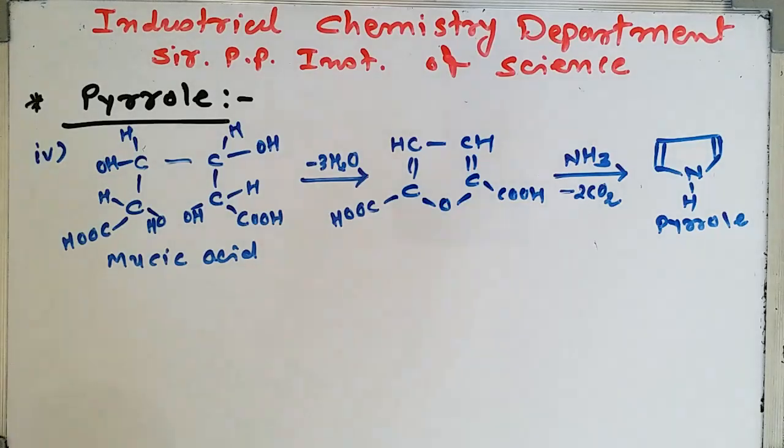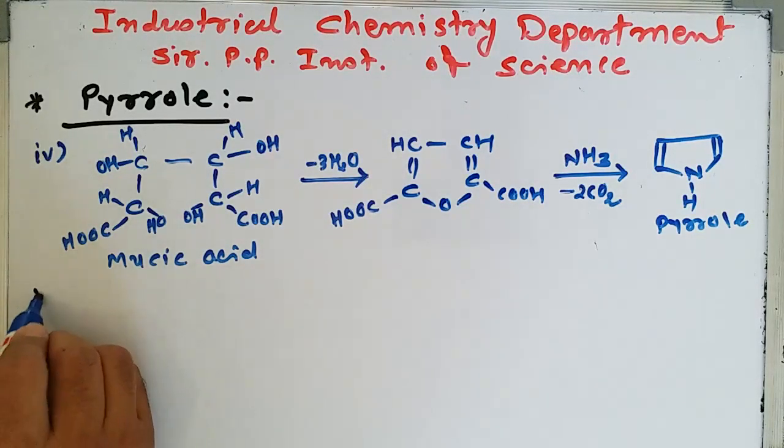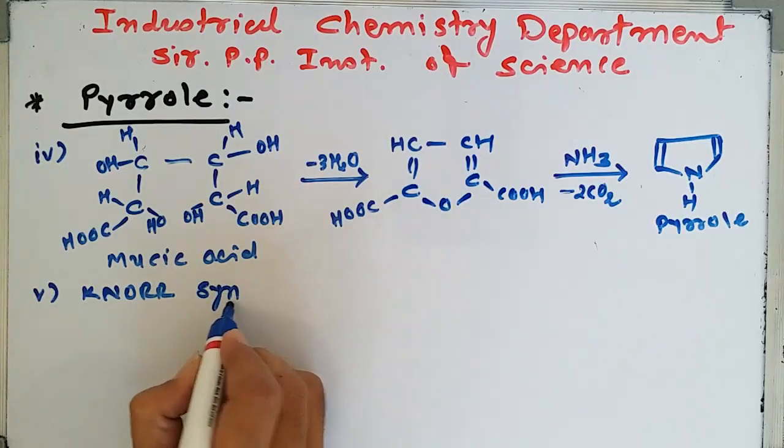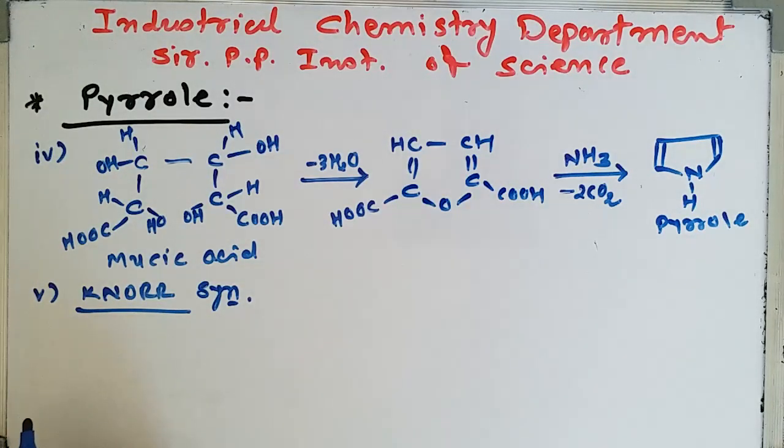For pyrrole, we see one more synthesis. It is known as Knorr synthesis. This is the most general method for the synthesis of pyrroles and involves the condensation of an alpha amino ketone or alpha amino beta ketoester with another ketone having an active methylene group such as acetoacetic ester. So we see the synthesis. It is known as Knorr synthesis.